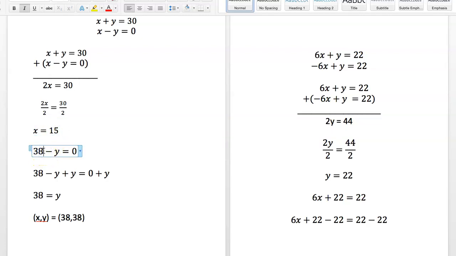Now x is 15. Now we have to remember, if x is 15, we have to go back and plug it into one of these two equations. It doesn't matter which one, really, to be honest with you. Let's just pick the bottom one since it looks so nice. 15 is x, and x minus y is 0. So plug in 15 for x, I get 15 minus y equals 0. Reference this equation here.